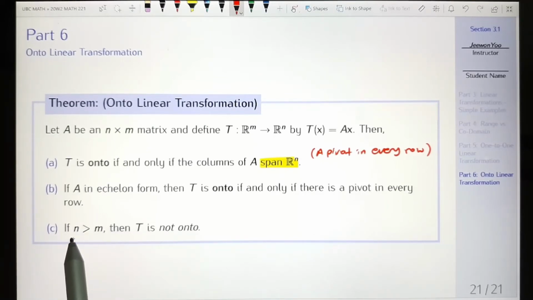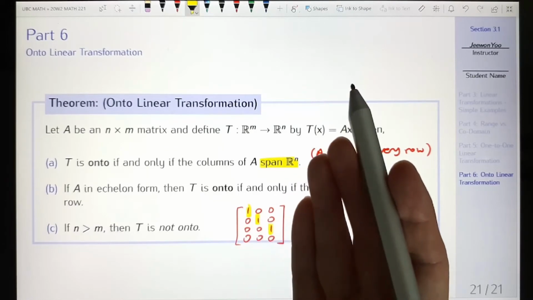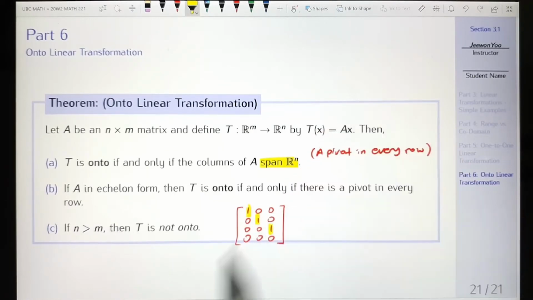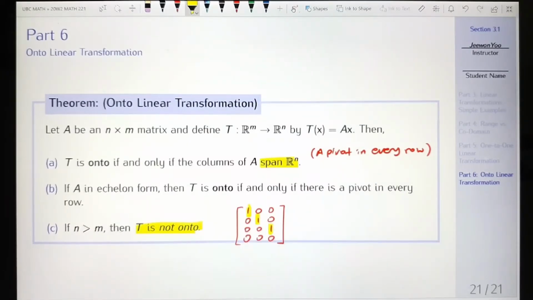Look, everyone, if the number of rows is greater than the number of columns, something like this, can you have a pivot in every row? Yes or no? If you said no, then you're correct. If you said no, then T is not onto. Okay, thank you very much, everyone.